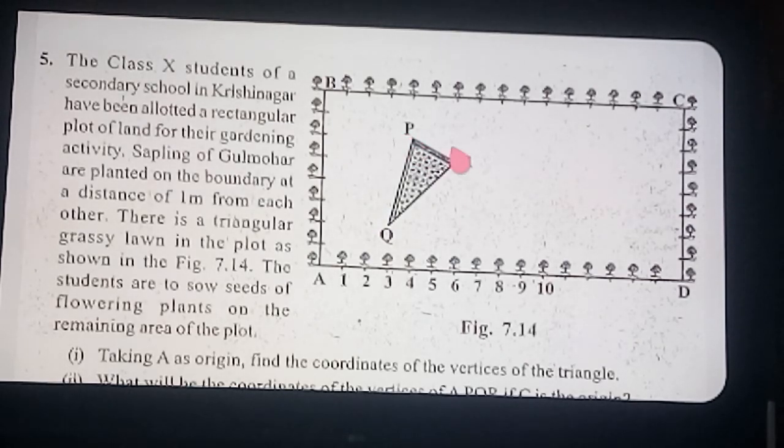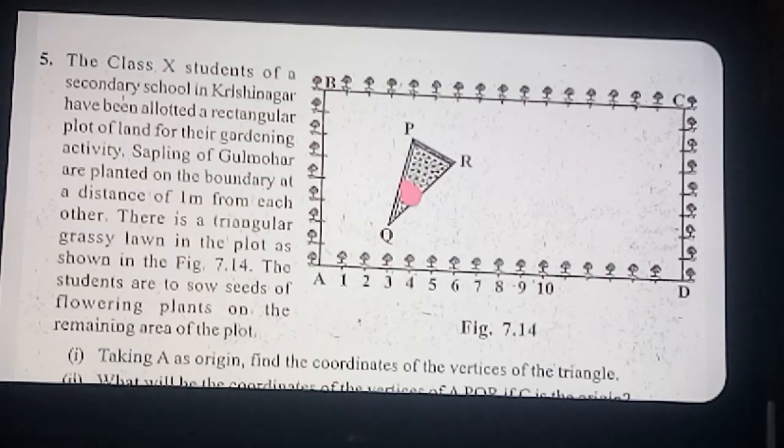Okay. And similarly you find out the coordinates of R. Draw a perpendicular to the x-axis, meeting at the point 6. Draw a perpendicular to the y-axis, meeting at the point 5. Therefore the coordinates of R are (6, 5). So the first question you have already found out: taking A as the origin, find the coordinates of the vertices of the triangle PQR.